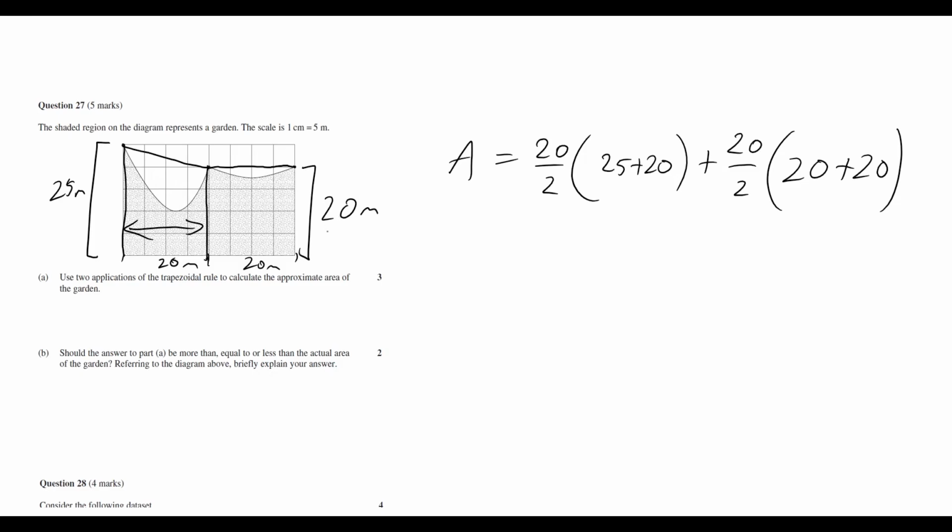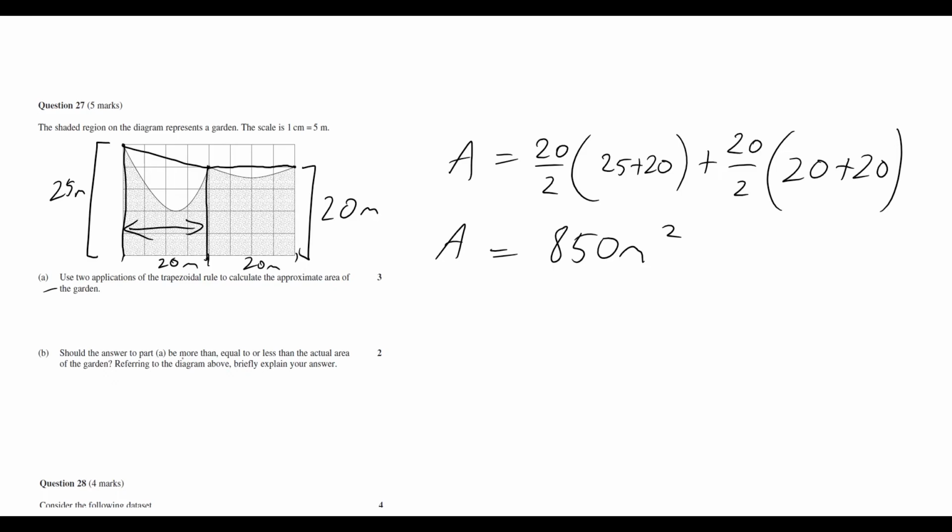Okay, so adding that up and actually working what that becomes, it's 850 meters squared. So quite a large garden. And that's going to be our answer to part A. So we'd say A equals 850 meters squared.